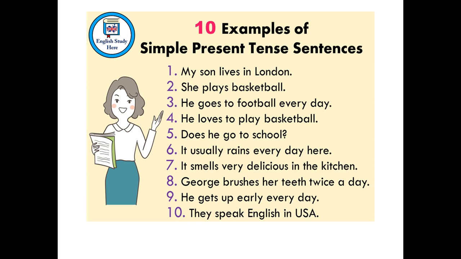Here are the examples of simple present tense. My son lives in London. She plays basketball. He goes to football every day. So here the action is happening right now. At the same time, the action is happening regularly. Here the word every day, so the action was regularly happening. So it refers to the present tense.